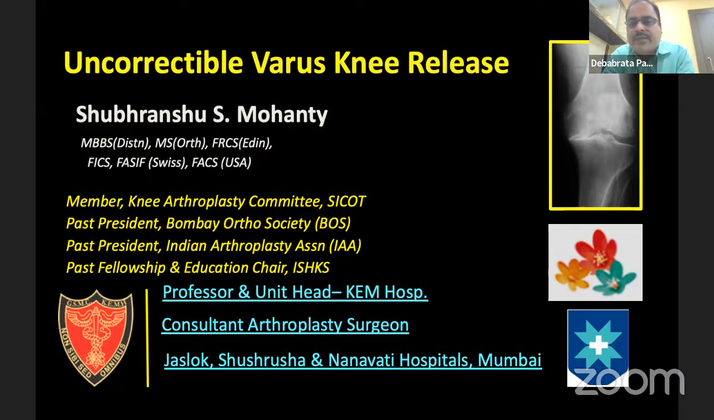For the initial 2 to 3 weeks, we usually ask for 50 degrees of flexion, not more than that, so that the strain on the medial side is balanced, soft tissue healing is good, and then we can increase the flexion.